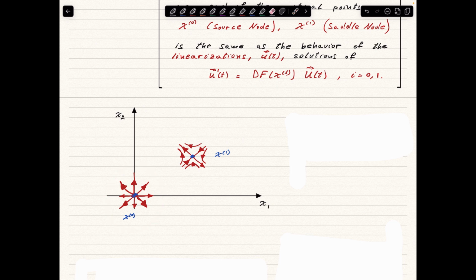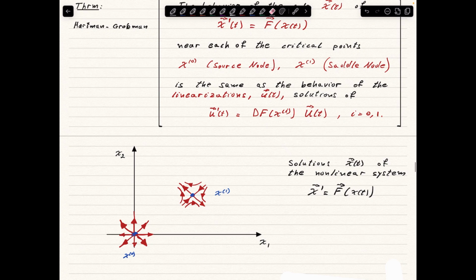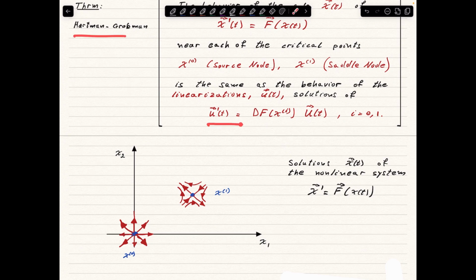This is for the nonlinear system now, thanks to the theorem that translates the behavior of the linear system into the nonlinear system, and this can be done because this is a source node and this is a saddle node. If we had a center, we need to do some extra work.